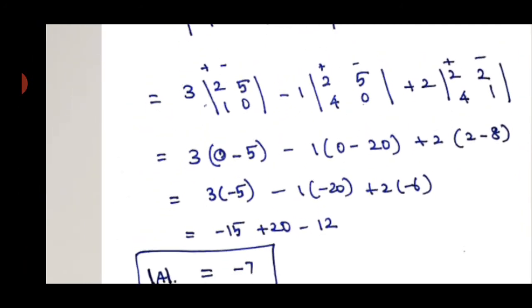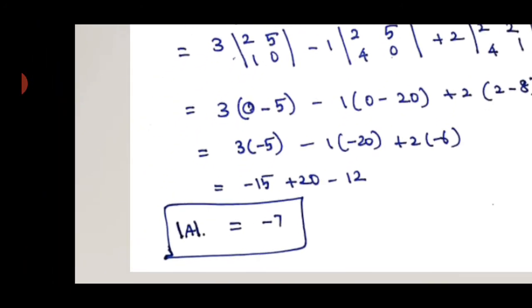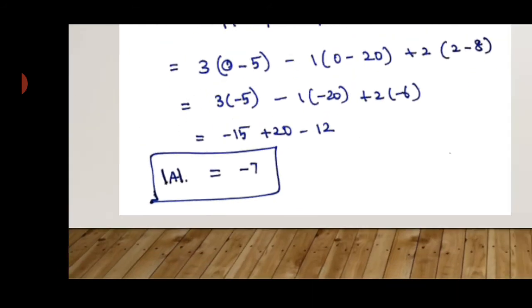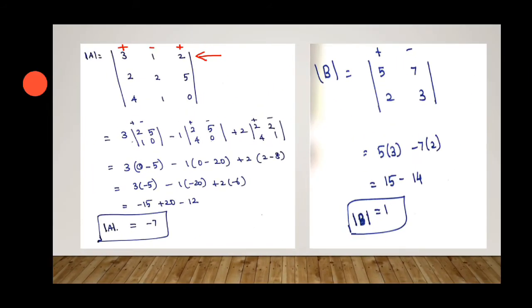So while solving like this, we get the answer minus 7. So this is the way we have to solve a 2 cross 2 matrix or a 3 cross 3 matrix to find its determinant value.